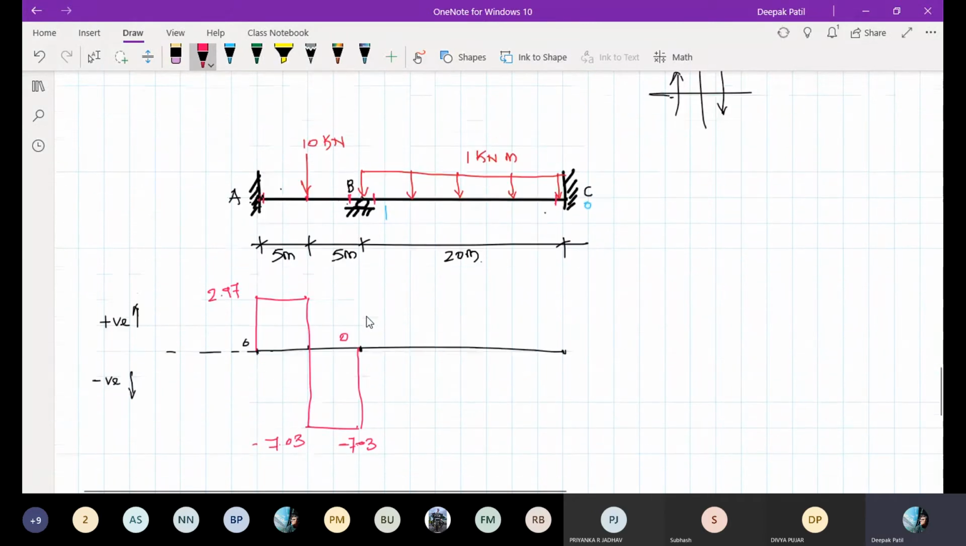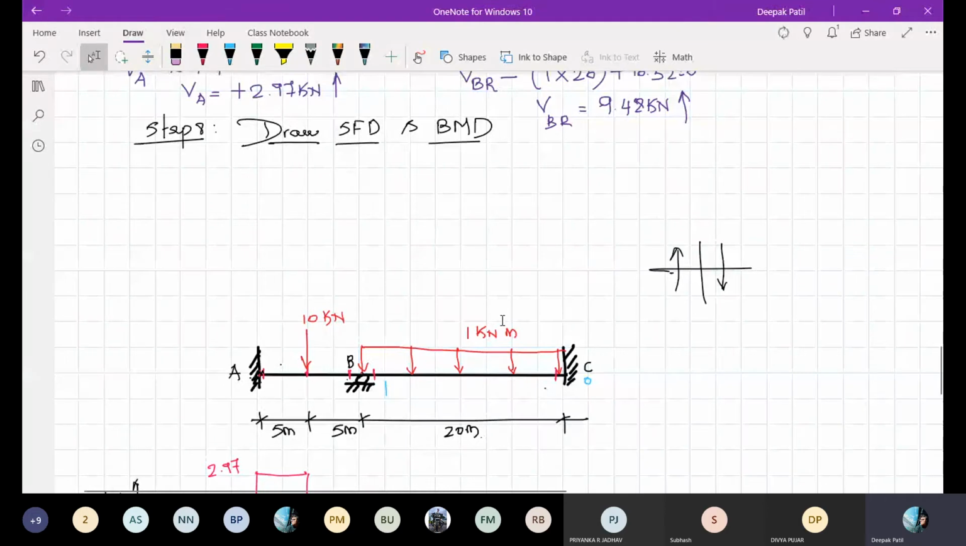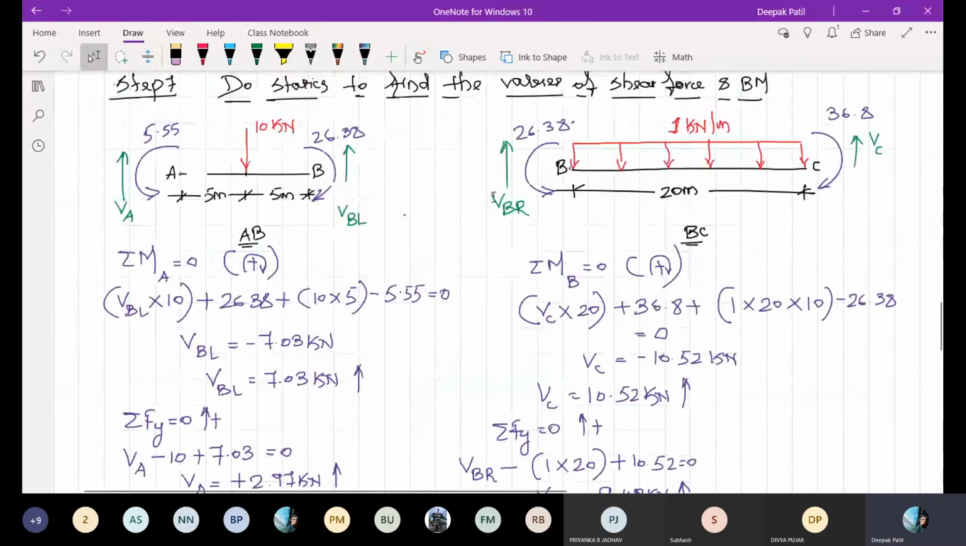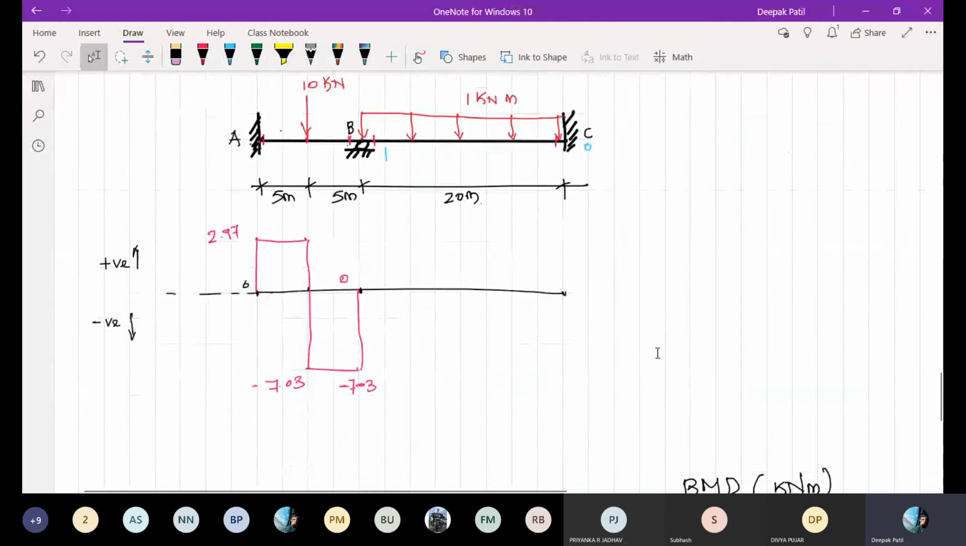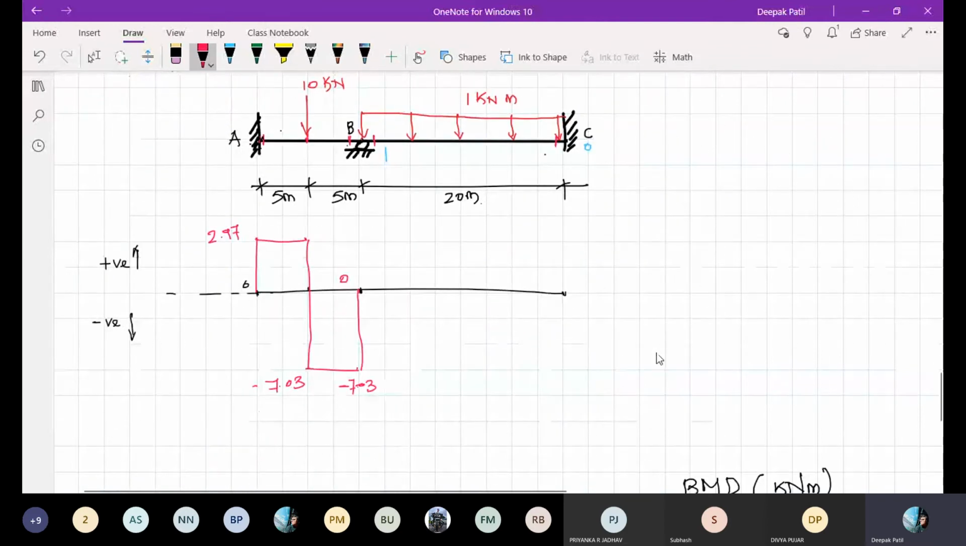Okay, next, in the span BC, what will happen? Now you come to span BC. In span BC, you just check VBR. What is VBR? It is 9.48. So it is upwards, so you should go up by 9.48. There is no point load in between; we have a uniformly distributed load. So you can directly calculate the shear force at point C.